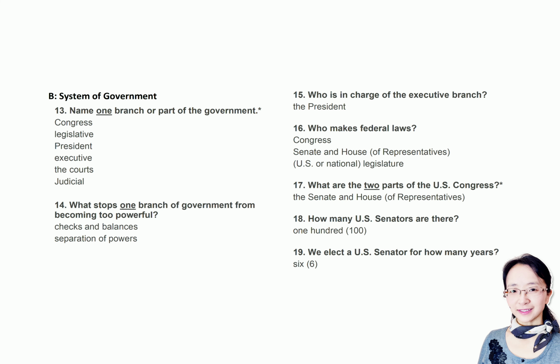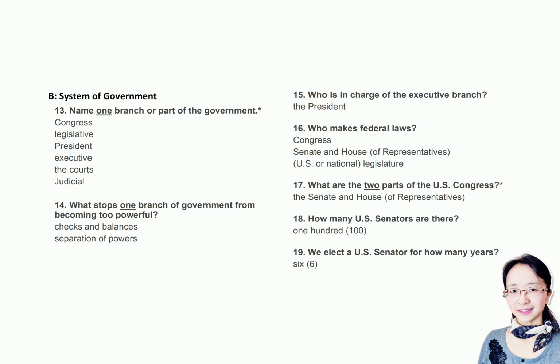Name one branch or part of the government. Congress, legislative, president, executive, the courts, judicial. What stops one branch of government from becoming too powerful? Checks and balances. Separation of powers. Who is in charge of the executive branch? The president.